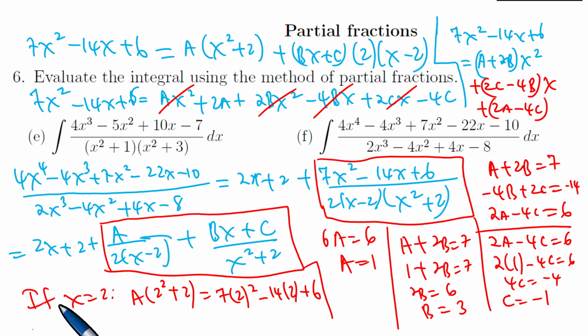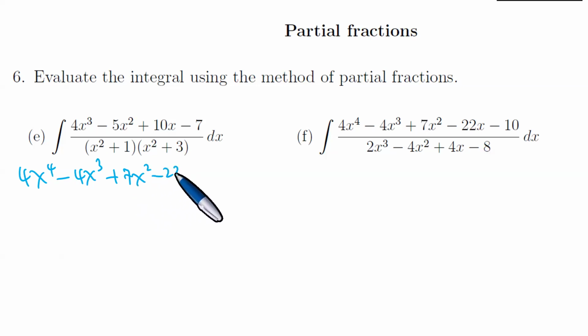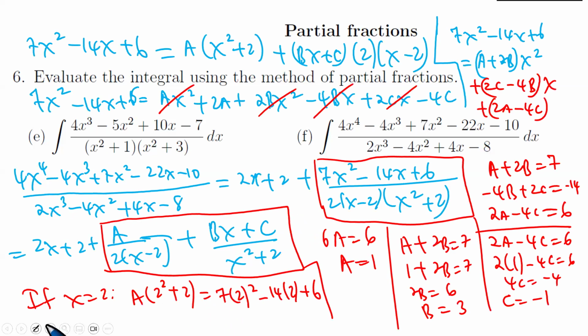whenever we have 4x to the 4th power minus 4x cubed, 7x squared, which is 2x cubed plus 4x minus 8. Okay, then it's what? It is 2x plus 2.